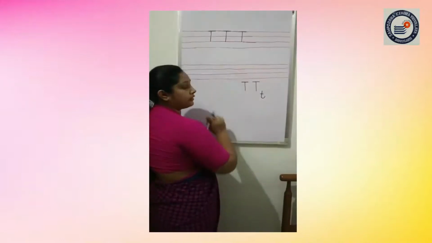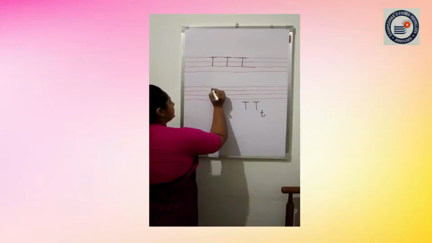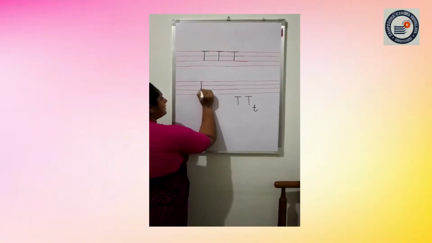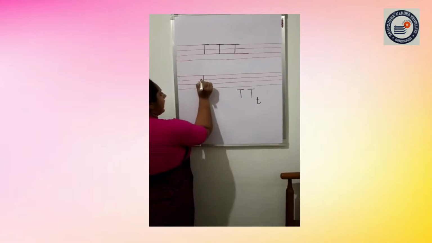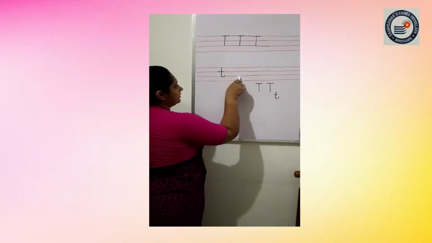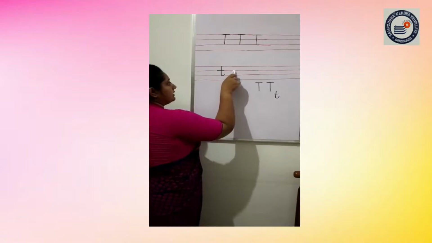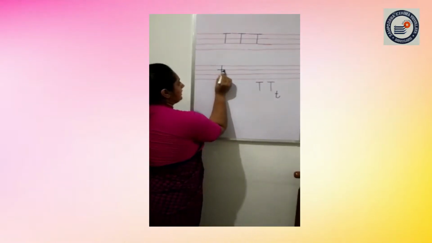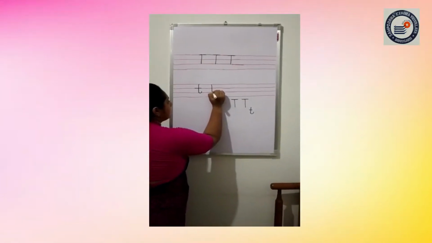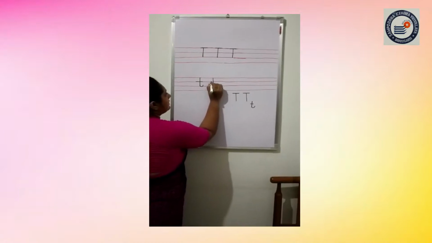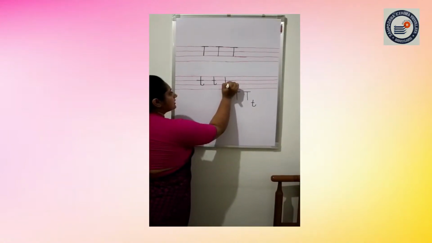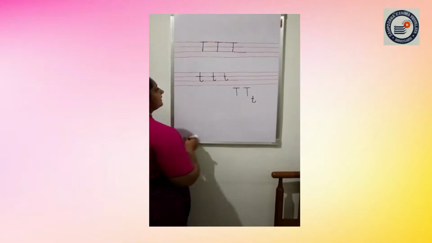Now we will write it in the four line. We will first draw a standing line, then a slight curve, and then in the middle line, the second line, 1, 2, 3, first, second, third, in the second line we will give the slipping line. See, standing line and a little curve. And here, slipping line. Standing line, and a little curve. And here is a slipping line.